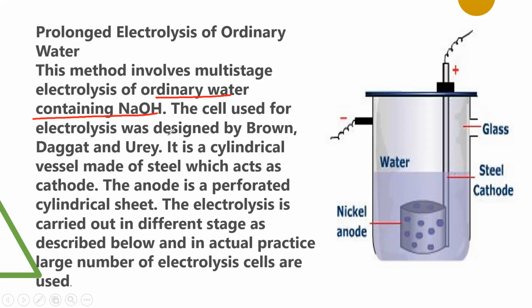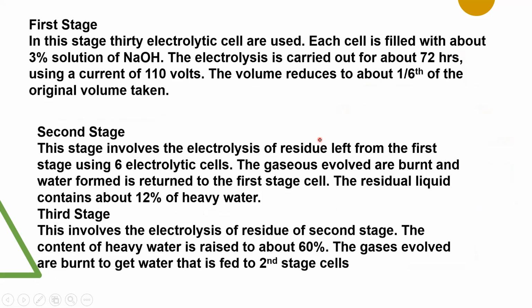The cell used for electrolysis was designed by Brown, Daggett, and Urey. It is a cylindrical vessel made of steel, which acts as the cathode. The anode is a perforated cylindrical sheet made of nickel. The electrolysis is carried out in different stages as described below. In actual practice, a large number of electrolytic cells are used. So this is called prolonged electrolysis of ordinary alkaline water.